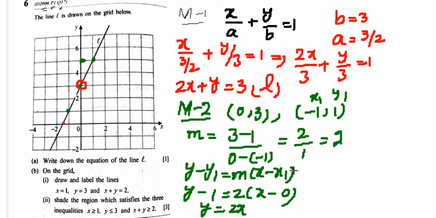Your x1 is -1 here. This is -1 and this will become +1. So this will become y is equal to 2x plus 3. So by both methods you can see the same equation.